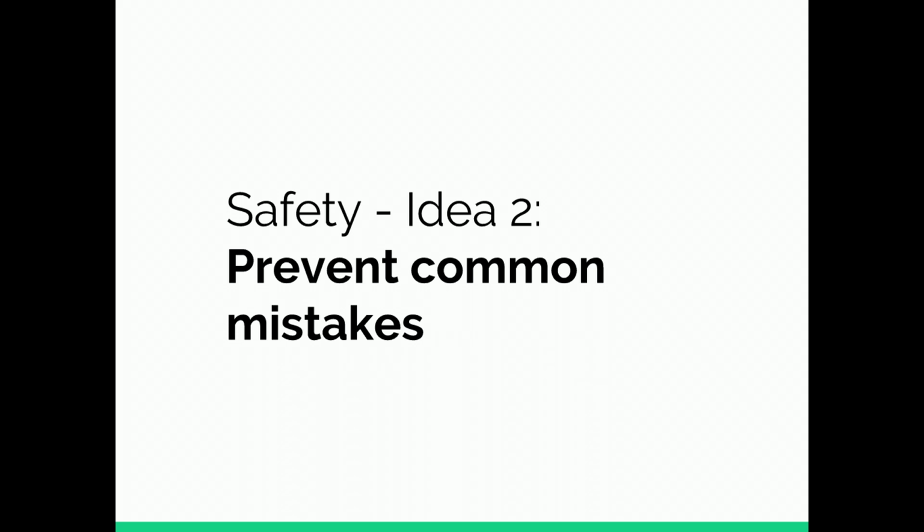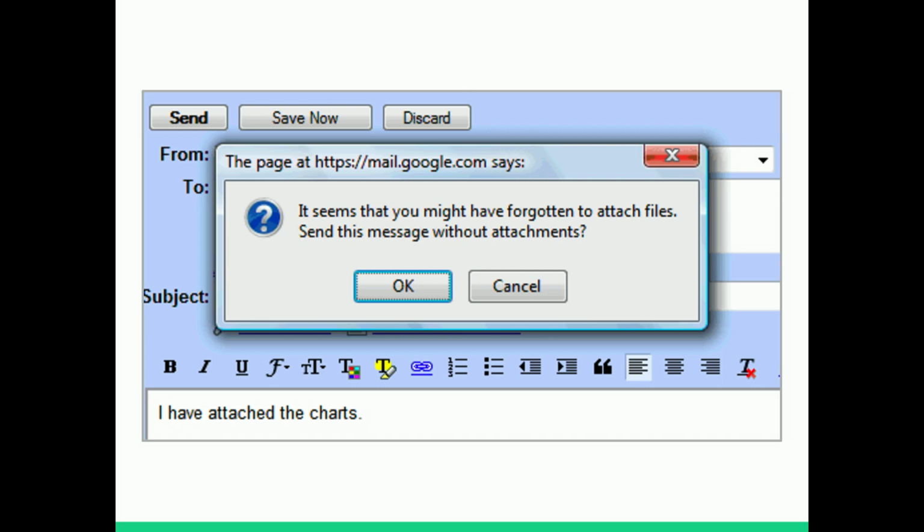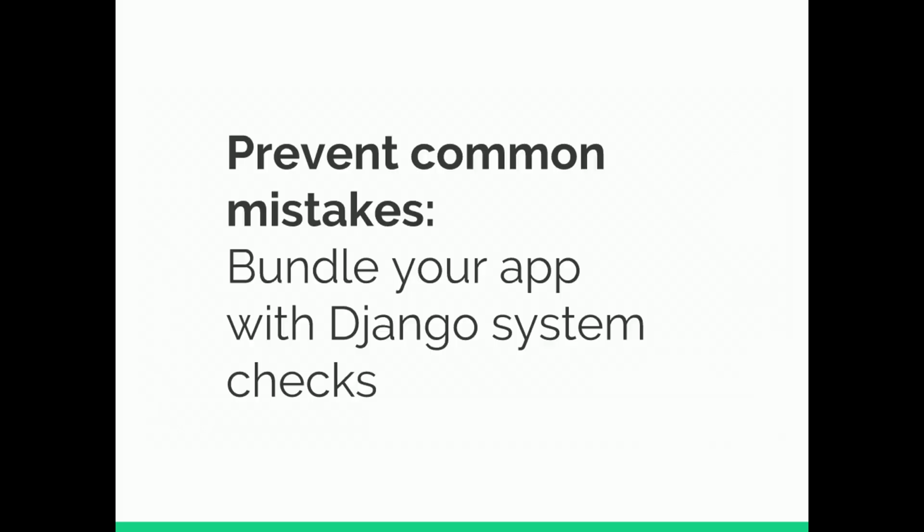Another idea for safety is to prevent common mistakes. I bet that many of you have been saved by that. Google prevented you from making a mistake because it knows that probably you are making a mistake if you wrote "attached" on your email and you forgot to attach something. And this is great. This means that the user interface is preventing you from making mistakes, and you can make that on Django apps too.